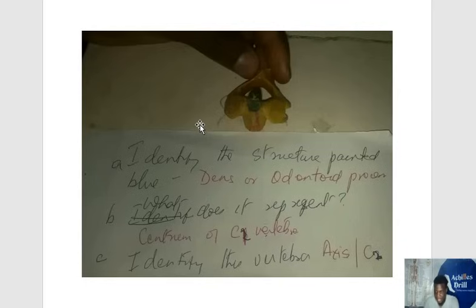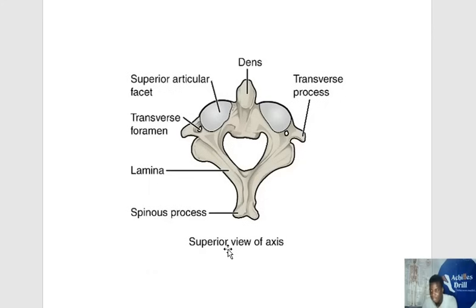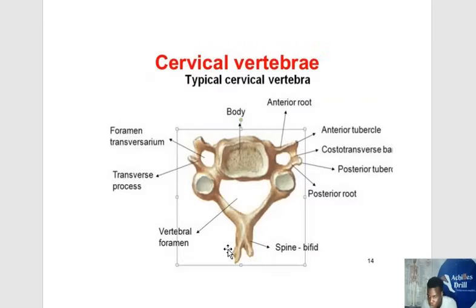Just note the dens. The dens is usually painted, the green structure, otherwise called the odontoid process, and the embryological origin is the centrum of the first cervical vertebra, and the bone itself, the entire bone, is the axis, cervical vertebra number 2.